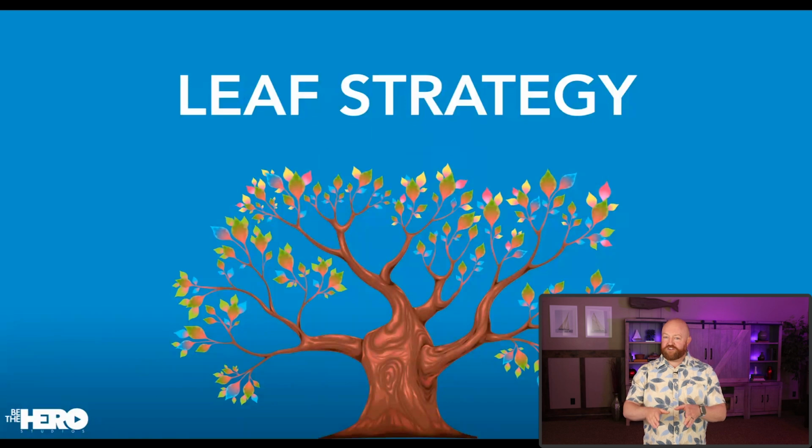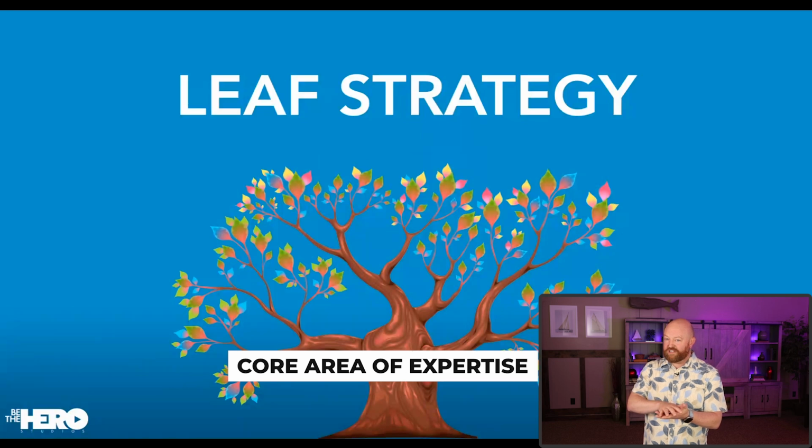The best way that I've come up with to teach you this strategy is to use my tree analogy. Okay, so look at this tree here. It's got a broad trunk that goes out to branches, that goes out to the leaves. The trunk of the tree represents your core area of expertise. What is it that you help people with at its core?